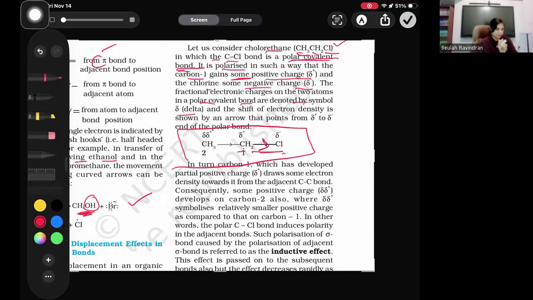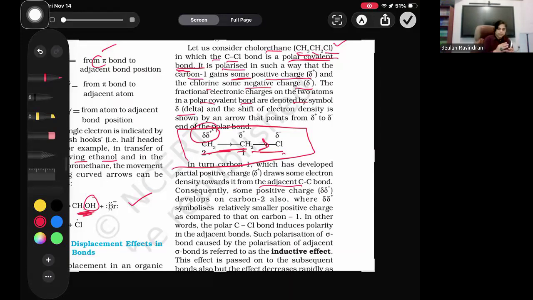Then, in turn, carbon 1, which has developed a partial positive charge, draws some electron density towards it from the adjacent C to C bond also. Since it donates electron, in order to maintain its electron density, it draws more electron from the neighboring C to C bond. Now, what will happen here? Delta plus is given. See, delta plus is donated by the carbon 1 atom.